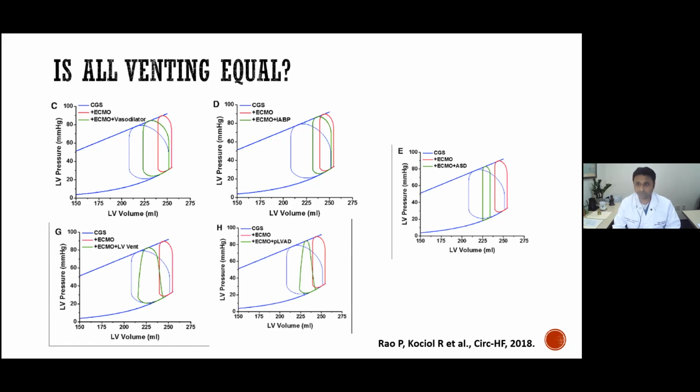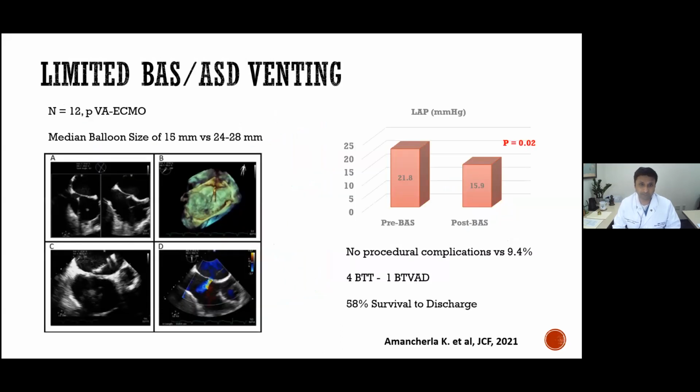However, what our group was able to show is that a similar ASD or a smaller ASD may also be beneficial. So in this case series published by one of our fellows, a small sample size of 12 patients, all on peripheral VA ECMO, were taken to the cath lab, and then using a 15 millimeter balloon, a transatrial septostomy was performed, creating a small ASD to allow, again, a pop-off valve for the increased left-sided pressure to then go into the right side.